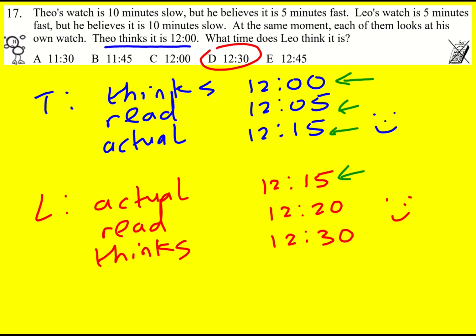Leo reads it and his watch is 5 minutes fast, so it's actually going to be 12:20. He thinks it's 10 minutes slow, so we have to add 10 back on. So I've just gone through it a second time to try and explain it. Hope you're okay with that. Well done.